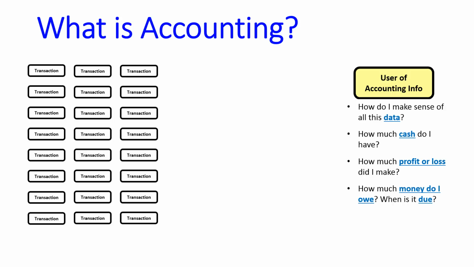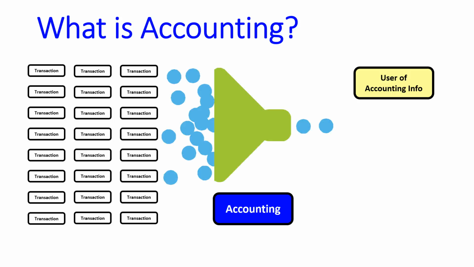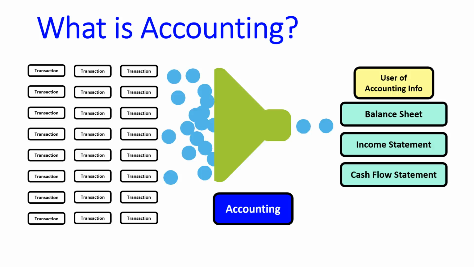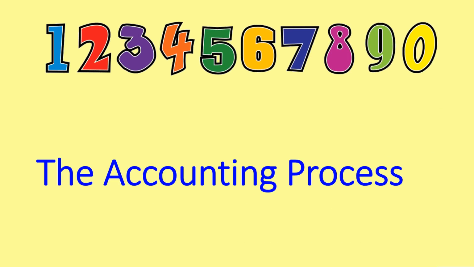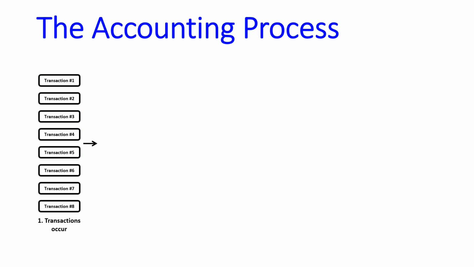So what we need is kind of like a big funnel to take all that info and then record it, report it, summarize it, and then produce a balance sheet, an income statement, and a cash flow statement, which is in our course. Also in the real world, an accountant would make a tax return for a client as well. And now the user can make some sense of what's actually happened. So what we've learned throughout the year is basically an accounting process.